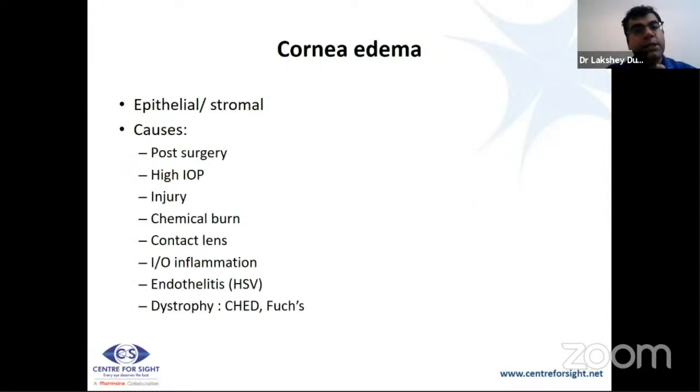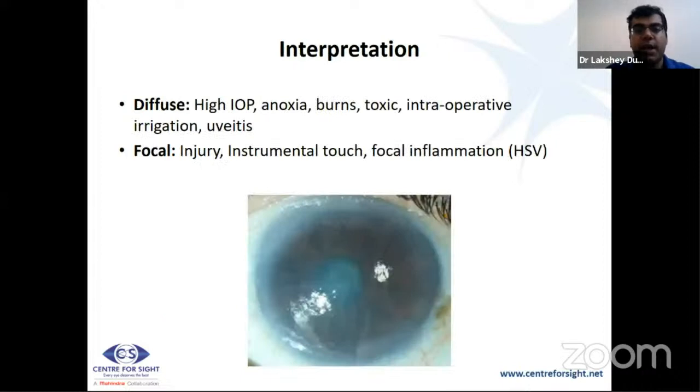Another sign is corneal edema, which can be epithelial or stromal. Most common causes are post-surgeries, high IOP, injury, chemical burns, contact lens, intraocular inflammation, endothelitis, or dystrophies. It can be diffuse, as seen in high IOPs, focal with injuries, instrumental touch, or focal herpetic infections.